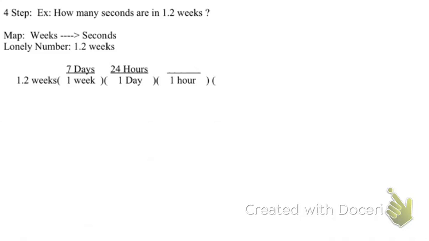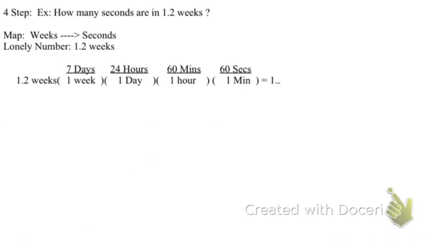Again, I don't know how many seconds are in an hour, but I do know how many minutes are in an hour, and that gets me closer to seconds. There are 60 minutes in 1 hour. Next step, because minutes are here, minutes are going to need to go on the bottom of the next one. So I have 1 minute there. I know how many seconds are in a minute. There are 60 seconds in 1 minute.